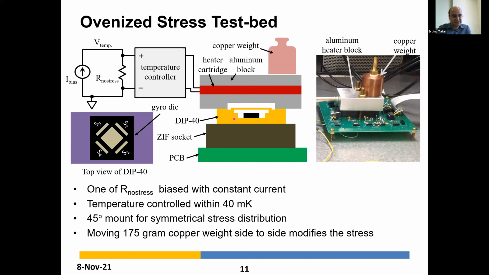And then I fix the temperature of the device, and I have this copper weight on top of the device. So this aluminum block is used for heating the device, and this copper is to induce stress. Then what I do is, once the temperature has settled, I quickly move this copper weight from right to left and left to right, and then see what's going on. So the temperature is fixed here. I'm only changing the stress.